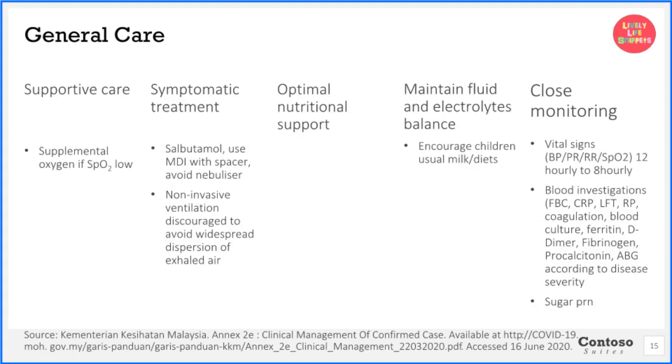Apart from pharmacotherapy, appropriate general care shall be provided. This includes supportive care, such as giving supplemental oxygen if oxygen saturation is low. Symptomatic treatment for short-of-breath patients is to administer salbutamol by metered dose inhaler with spacer. Nebulizer or non-invasive ventilation is discouraged to avoid widespread dispersion of exhaled air.